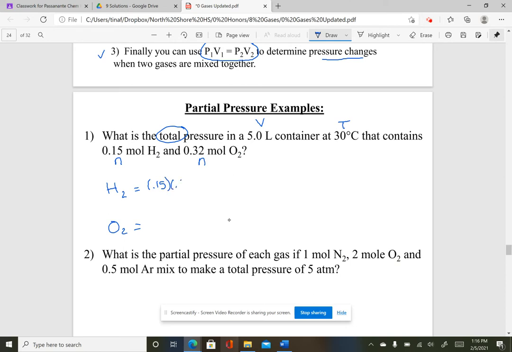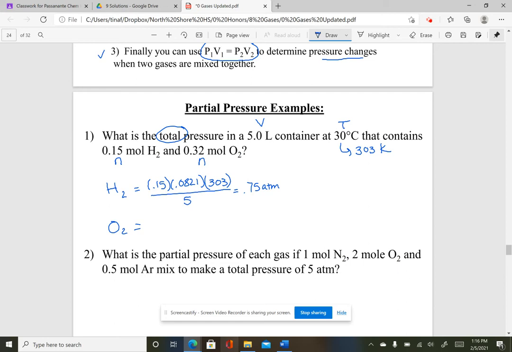R is 0.0821. And temperature, they give me 30 degrees Celsius. I have to convert that to Kelvin, which is 303. I add 273 to that. So I'm going to plug that in for temperature. And volume is in the correct unit, so that was nice. We only had to do one conversion. So if you multiply, divide by 5. This is the amount of pressure that's coming from the hydrogen in the mixture.